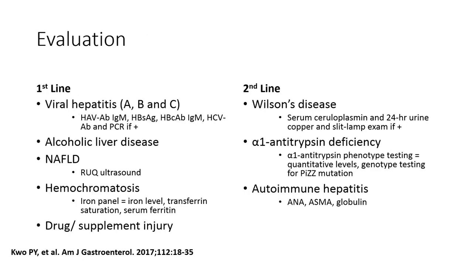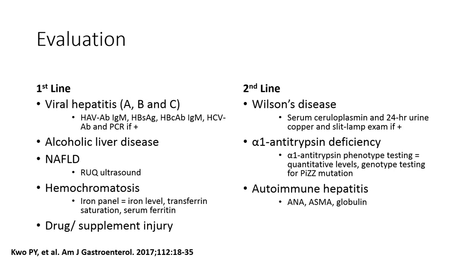So your repeated testing is still elevated, so you believe something is going on. The first line, you test for viral hepatitis, alcoholic liver disease, non-alcoholic fatty liver disease, hemochromatosis, drug or supplement injury. Once you run through that and it's negative, then only can you proceed further. Or you can just have your friendly hepatologist order the same tests, basically.